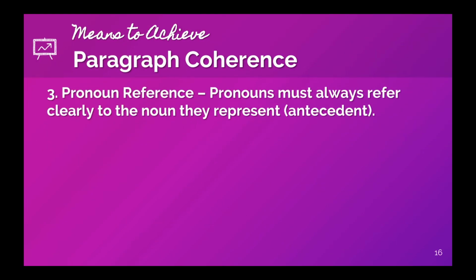Another means to achieve paragraph coherence is the observance of pronoun reference. Pronouns must always refer clearly to the nouns they represent, or what we call the antecedent. You have been taught about using pronouns and observing their antecedents since your elementary days. Simply put, when you use a pronoun, there is always an antecedent. The antecedent is the noun the pronoun is trying to replace. Make sure that the pronoun is clearly representing the noun it stands for.